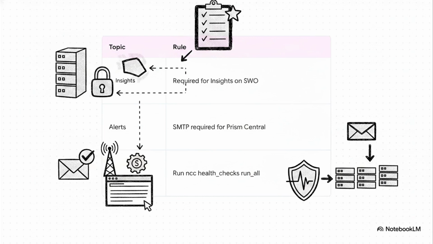Second, alerts. If Prism Central is failing to send out emails, the absolute first thing you must check is your SMTP server configuration. It's not optional. It's a strict requirement for email alerting. And third, cluster health. Running NCC health_checks run all is your mandatory absolute final gateway. You must see all passes and infos before you even think about moving a single production workload onto that cluster.